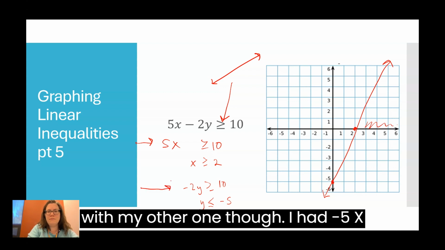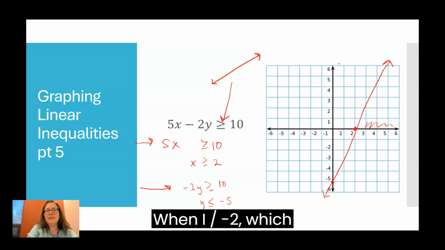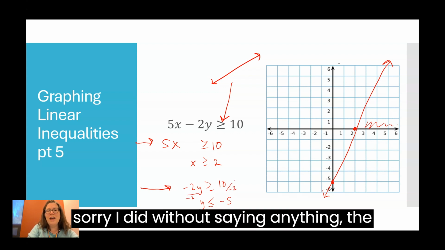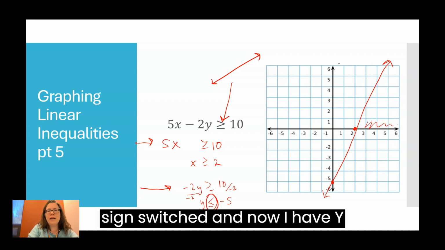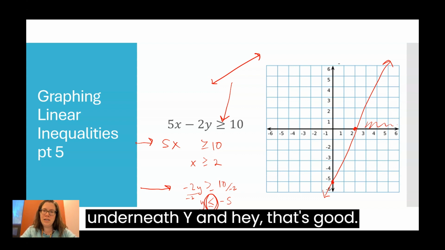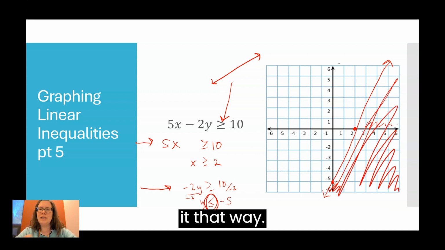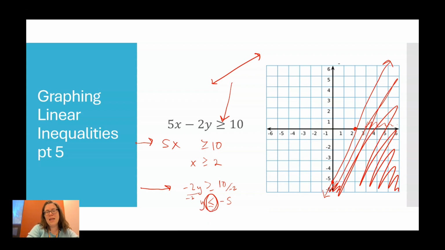I had 5x went away. I had -2y was greater than 10. When I divided by -2, which sorry, I did without saying anything, the sign switched, and now I have y is less than or equal to -5. So I want to shade underneath y. And hey, that's good. Those two are on the same side. Everything's looking good. I'm shading it that way.